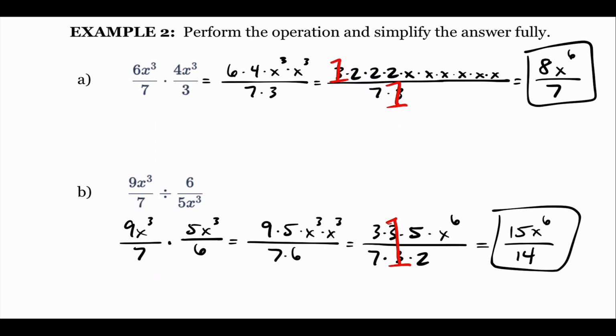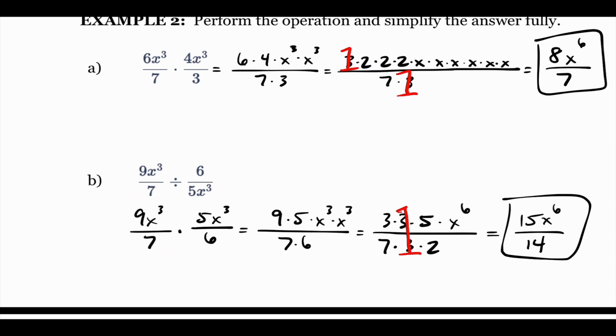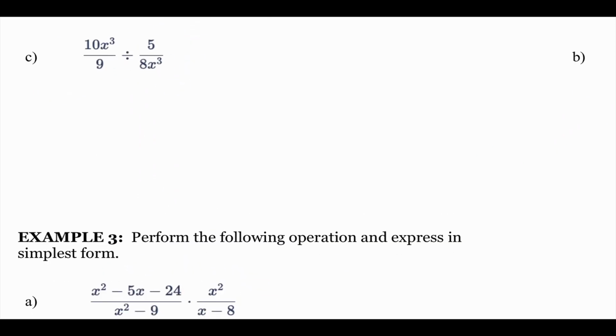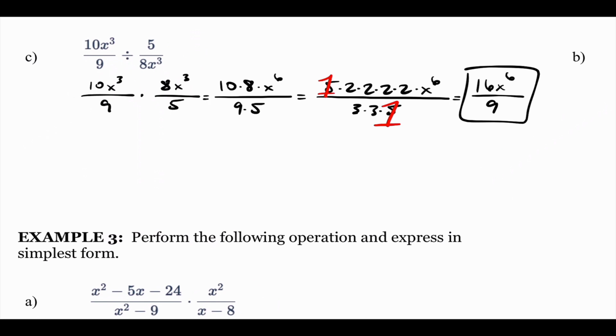Okay. All right. Try C. The one. Flip it over the back. 2C. Try 2C on your own. 16 x to the 6th, and then 9 is left on the bottom.